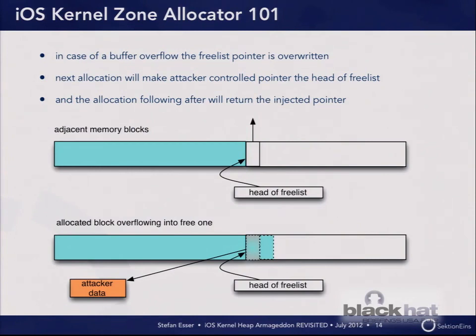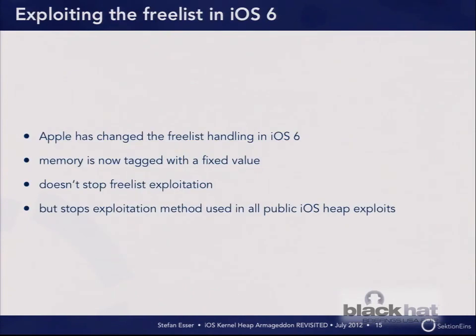So, of course, Apple has seen all this, and now in iOS 6, they have changed this a little bit. You must know, in the past, there was already some debugging code that would do memory checks and overwrite all the memory and use some kind of tagging. But this was always disabled on factory phones. And now in the iOS 6 betas, it seems that there's a memory tagging that writes a fixed value after the free list pointer. This doesn't stop the exploitation at all. It only stops the exact vector that was used in all the public iOS heap exploits.